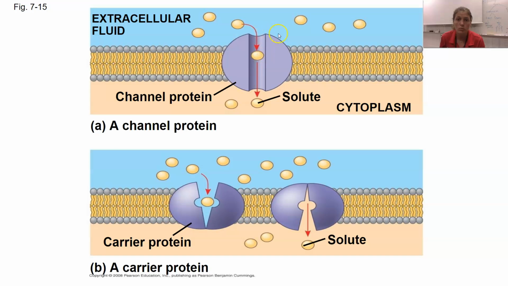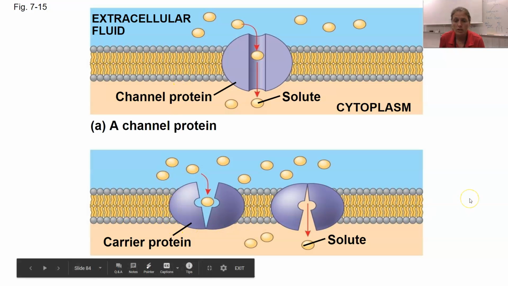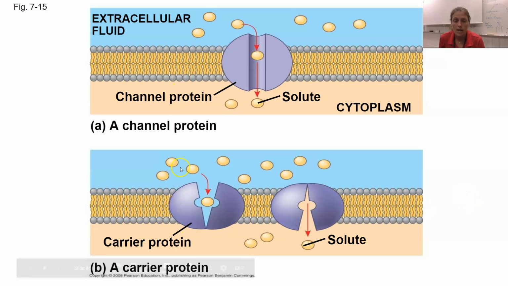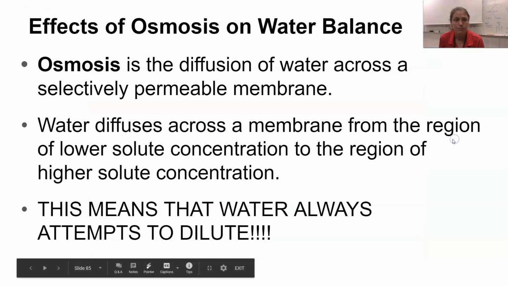So here's an example of a channel protein. We've got high concentration to low concentration of solute. These are too big to fit through the cell membrane. We also have carrier proteins that can be passive, high concentration to low concentration.